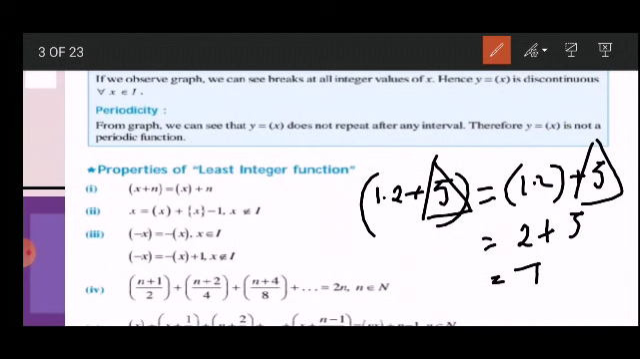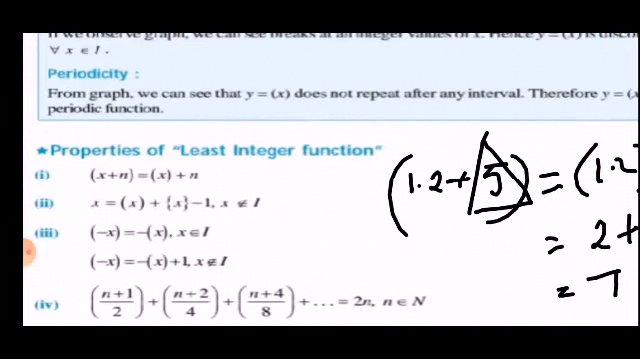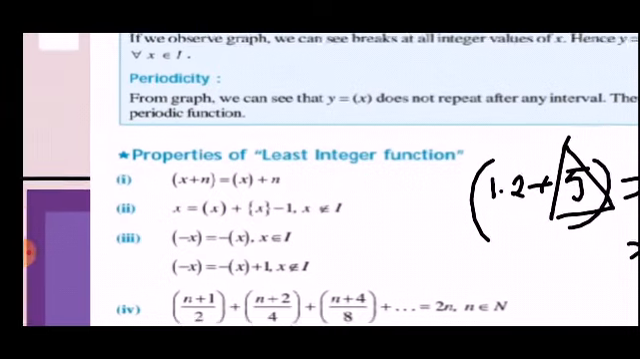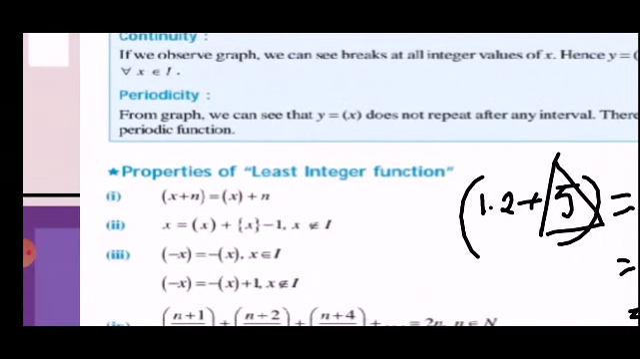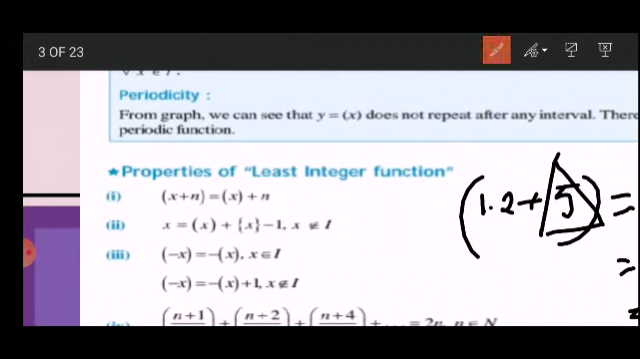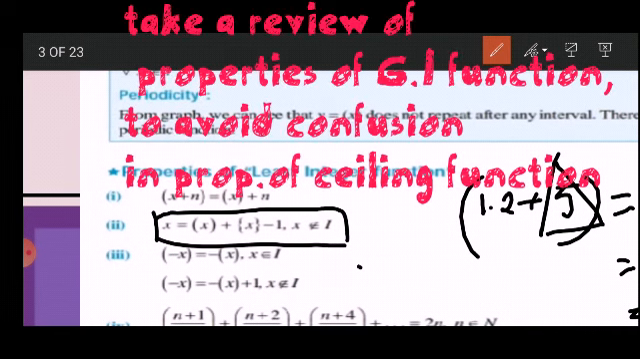Ceiling of x is equal to GI of x plus 1, where x does not belong to the integers. This property is correct only when x is not an integer. Second property: let's see in detail. x is equal to the ceiling of x minus 1 plus the fractional part of x.